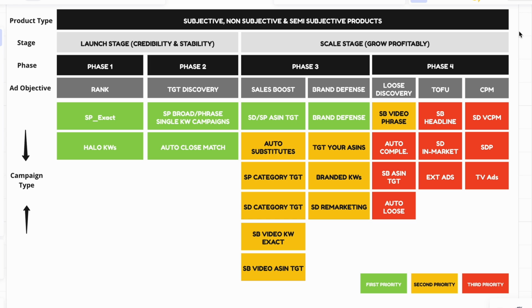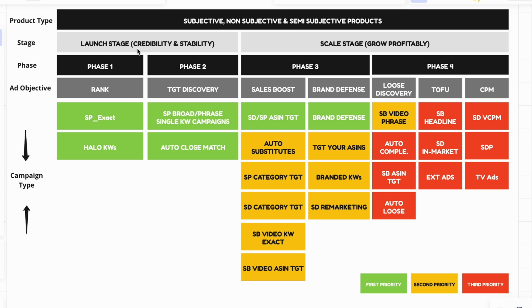Given that you are aware of the product types, you also need to understand that there are different stages in the life cycle when you're selling on the platform. There are two stages: you are either in the launch stage or in the scale stage. Now what is your objective in the launch stage? During the launch stage, at this point in time, you are not profitable, right? You are trying to establish your credibility and trying to achieve stability. Now what do we mean by credibility and stability?